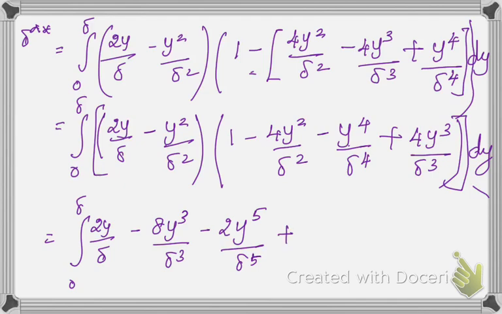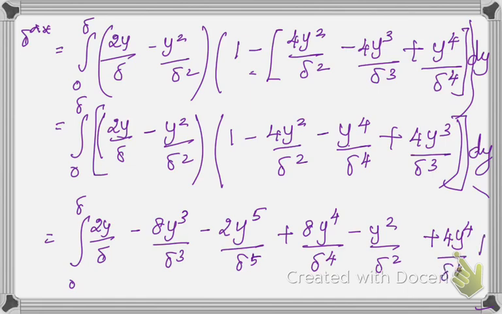plus 8y power 4 by del power 4 minus, again, y square by del square plus 4y power 4 by del power 4 plus y power 6 by del power 6 minus 4y power 5 by del power 5. See how complicatedly the calculation is going on. So we have to be very careful when doing this.